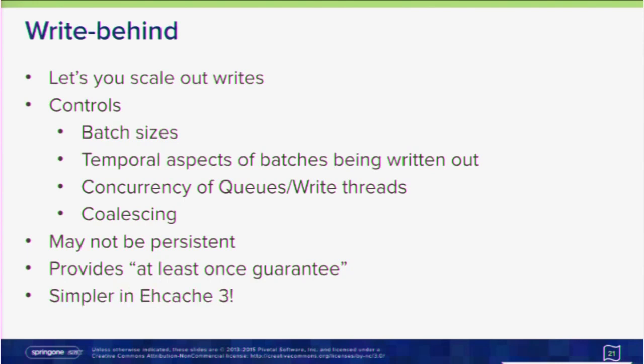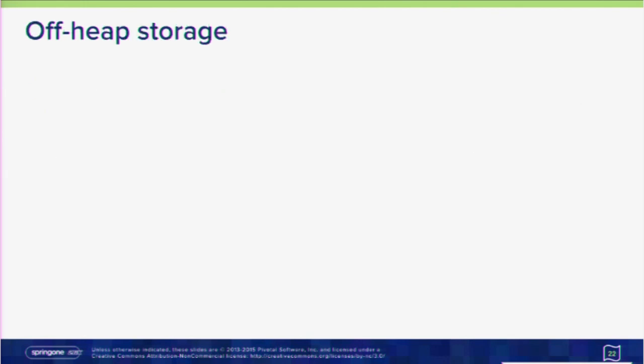Also, we made it much simpler in EHCache 3. If you've been playing with that in EHCache 2, you had to be very careful that data still in the queue wasn't being evicted from your cache. In EHCache 3, for as long as it's in the queue, it will always be visible to reader threads. So there are fewer ways for you to shoot yourself in the foot.